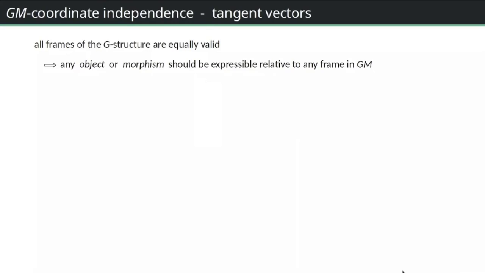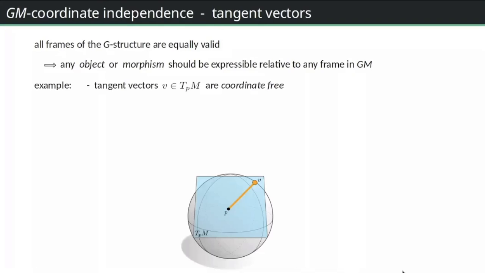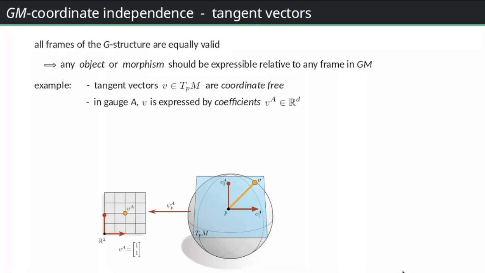And this implies that any object we are expressing on the manifold or any morphism between objects has to be expressible relative to any frame from this G-structure at that point where the object is living. So as an example, we can look at tangent vectors in the tangent space, T_pM, and these vectors are completely coordinate free. They don't know anything about reference frames. But if we want to implement it, we need to choose the reference frame. And this here is now a local trivialization, but looked at only at one point p to make it a bit more simple.